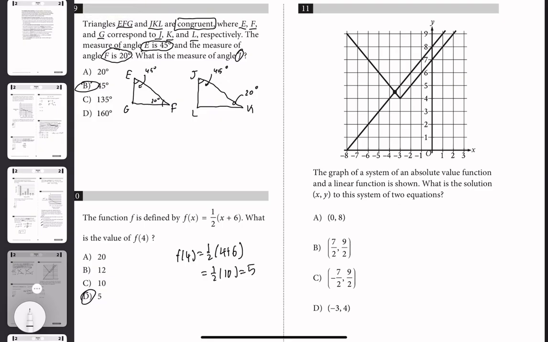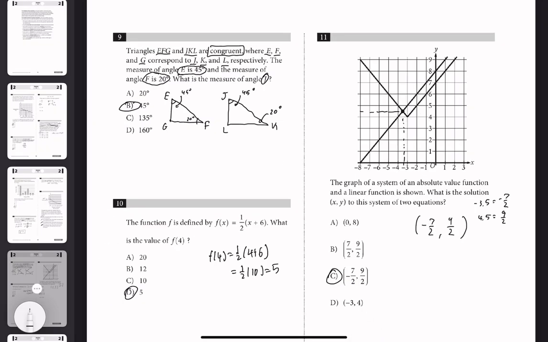Okay. The graph of an absolute value function and a linear function is shown. What is the solution (x, y) to the system of two equations? Okay, so we're literally just looking for the point of intersection, and it's actually labeled for us here, so it's going to be right here. So looking at our x coordinate first, we have -3.5, and we only have fractions in our answer, so we know that -3.5 is actually equal to -7/2. So it's -7/2 is our x, and then our y point is going to be 4.5. So we know 4.5 is equal to 9/2. So if we look at our answer choices, C is the one that matches up with that, and that's going to be our answer.